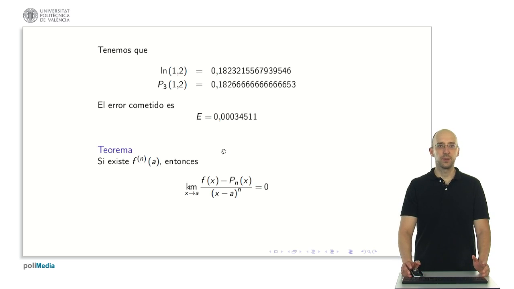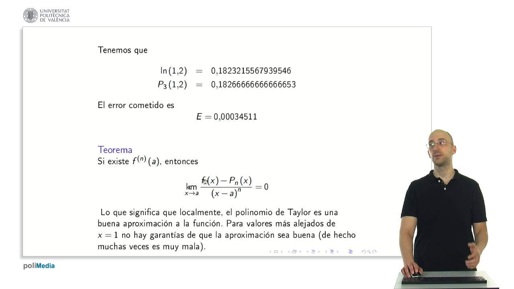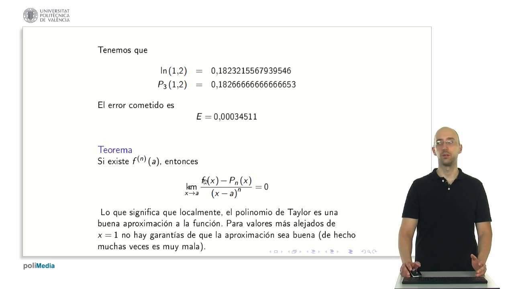Furthermore, does this method consistently yield accurate results? If the nth derivative exists, we observe a significant trend, where the limit of the function minus the polynomial of x, divided by x minus 1 raised to the power of n, approaches 0. In other words, the error diminishes as n increases, signifying that it is indeed a reliable approximation method.